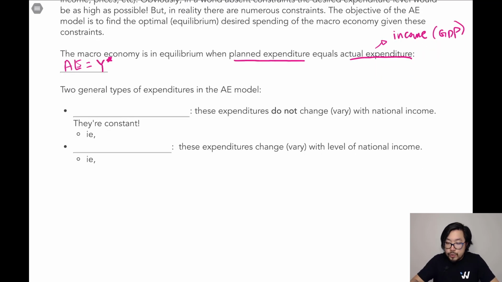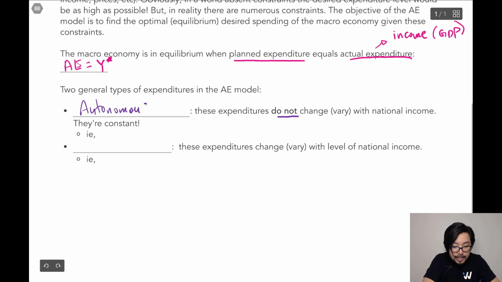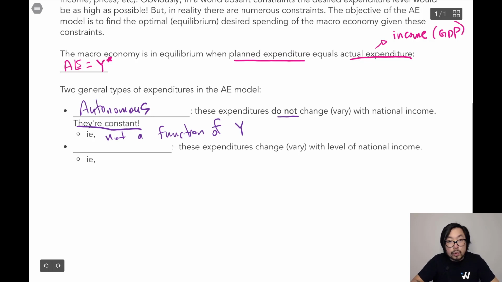Before we jump into the model specifics, there are two types of general spending categories in the AE world. The first type, these expenditures are expenditures that do not vary or change with national income. These types of expenditures are called autonomous expenditures. So in other words, they're constant. They're constant and not a function of actual income, of GDP or Y.